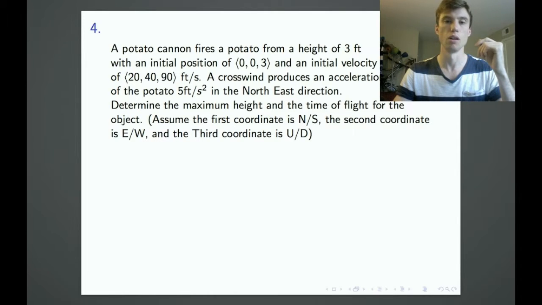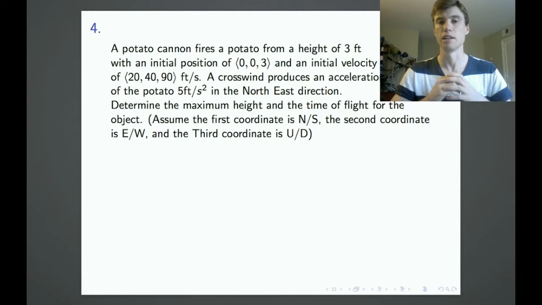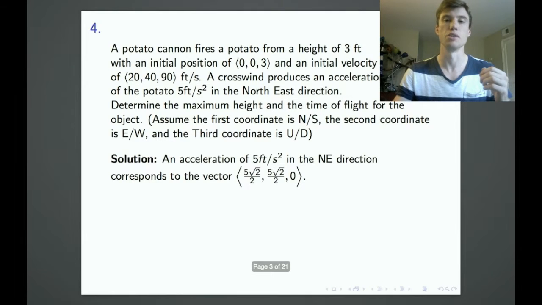Alright, in problems of this type, your approach is to find the acceleration function, then take antiderivatives to find a position function and a velocity function. And once you have these functions, you can then answer the questions. In our case, we have an acceleration due to gravity and an acceleration due to a crosswind. Let's start with discussing this acceleration due to the crosswind.